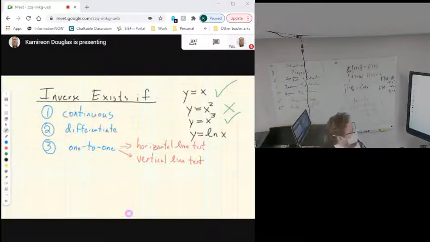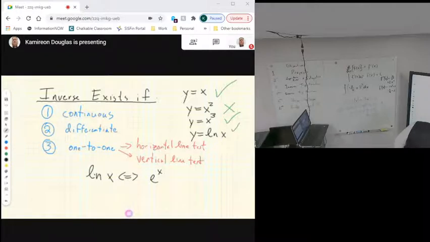So, the natural log function does have an inverse. And that inverse is actually a pretty well-known function too. Anybody know? You're close. So, the natural log function and the e to the x function are inverses.